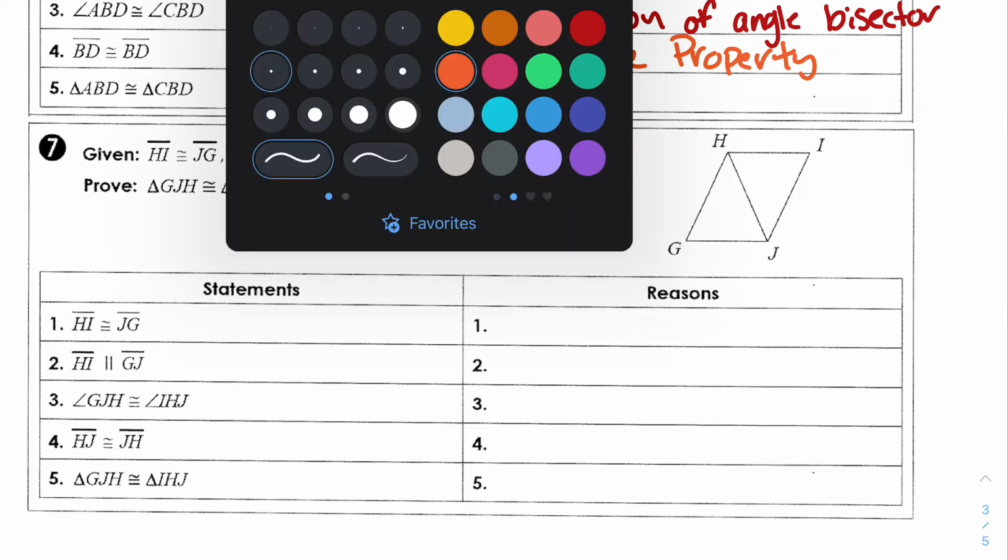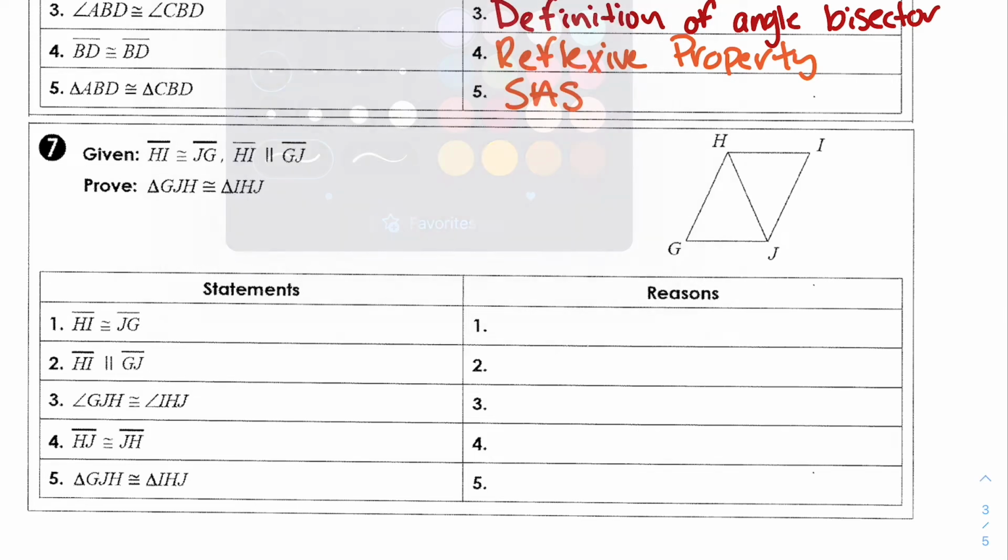Now let's talk about number 7. Let's switch some colors up. All right. Again, we look at what we are given. We are given that line HI is congruent to line JG. And again, your first reason will always be that it's given to you. So on your test, your first reason will always be given. It's a little like a free answer right there.